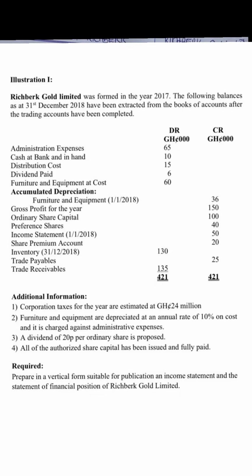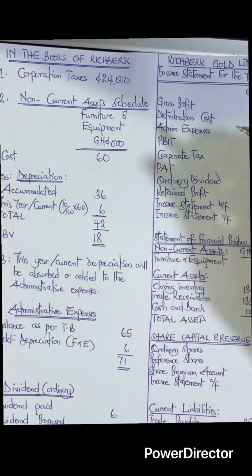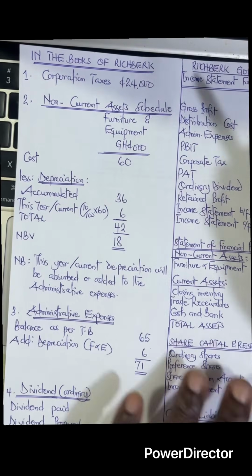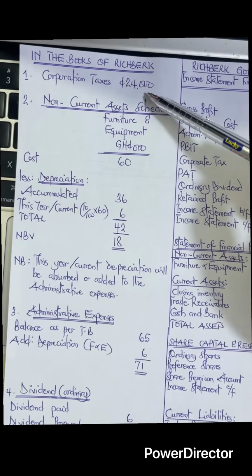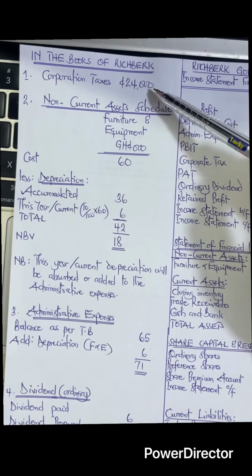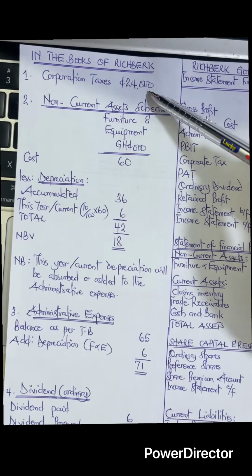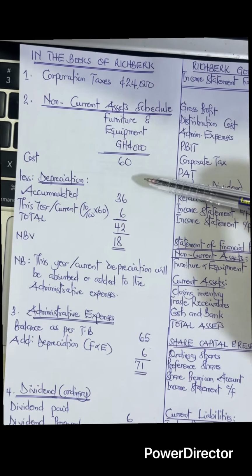So let's start with the workings. The first working, we have the corporation tax for the year. And as I said, you can check through the workings here. The corporation tax is 24,000, not 24 million, because the 3 zeros on top of the trial balance is there. So if you make this one 24 million, your work won't balance.